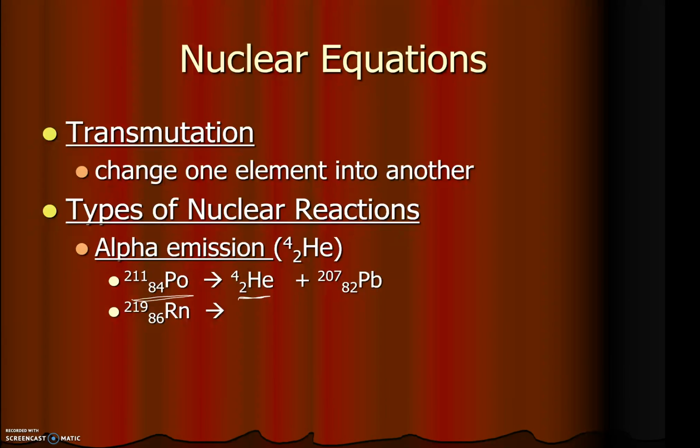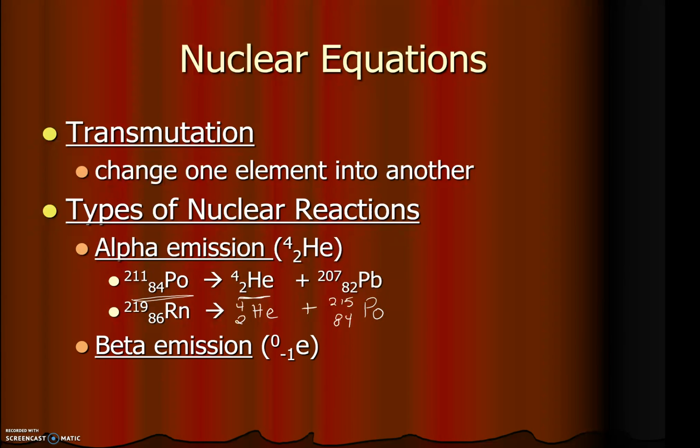So we know that this part here will be 4, 2, He, and then we just need to do the math. So this is 86. There's 2 already here, which is going to make this 84. This is 219, which is going to make this 215. But then I need to change the element. So I have to look up on the periodic table what element is 84. Happens to be polonium, which is right here. And I'm going to put Po.